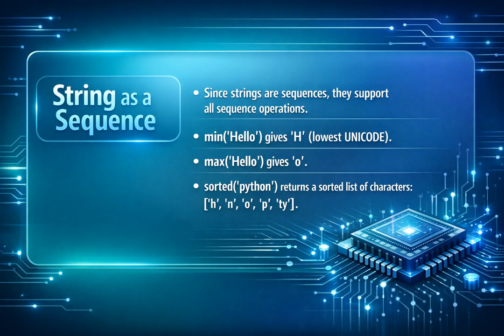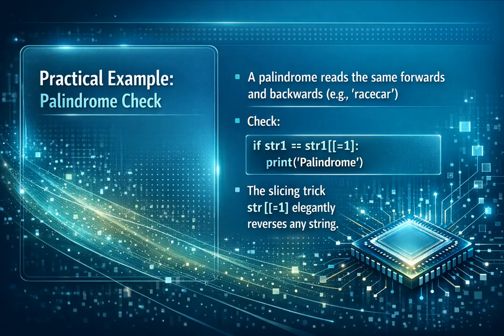Since strings are sequences, several built-in sequence functions work on them. The min function returns the character with the smallest Unicode value, and max returns the largest. The sorted function returns a new sorted list of all the characters in the string. A palindrome is a string that reads the same forwards and backwards, like "racecar". To check for a palindrome, simply compare the string with its reverse. The reverse is obtained using slicing with a step of -1. If they are equal, the string is a palindrome.